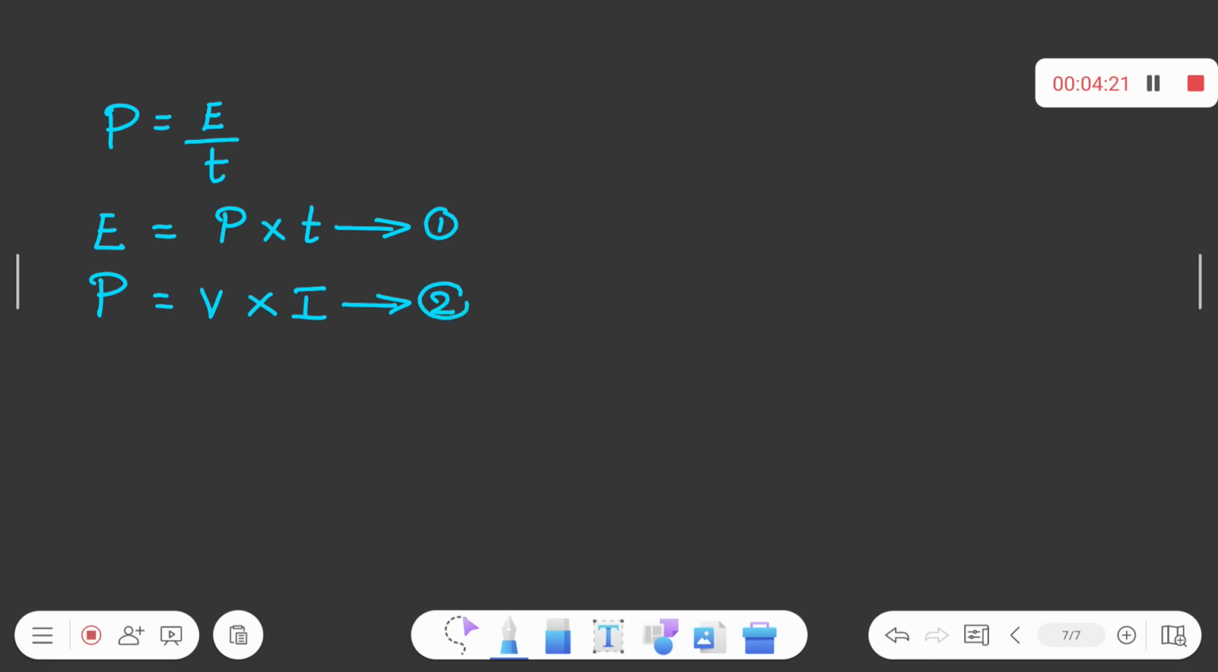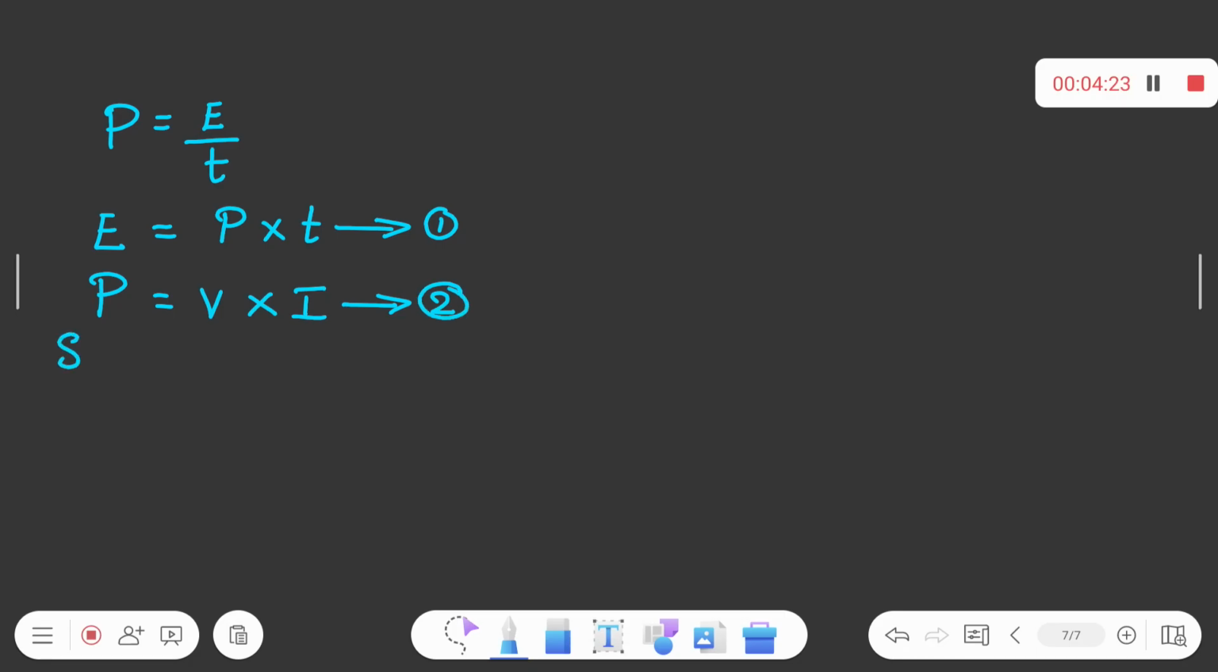In order to derive the heating effect of electric current, we can start by using the power relation. We all know power is equal to energy consumed by time taken. If I need energy, I can rearrange it as energy is equal to power into time. Let's take this as equation number 1. Now we know that power is equal to V into I. Let's take this as equation number 2.